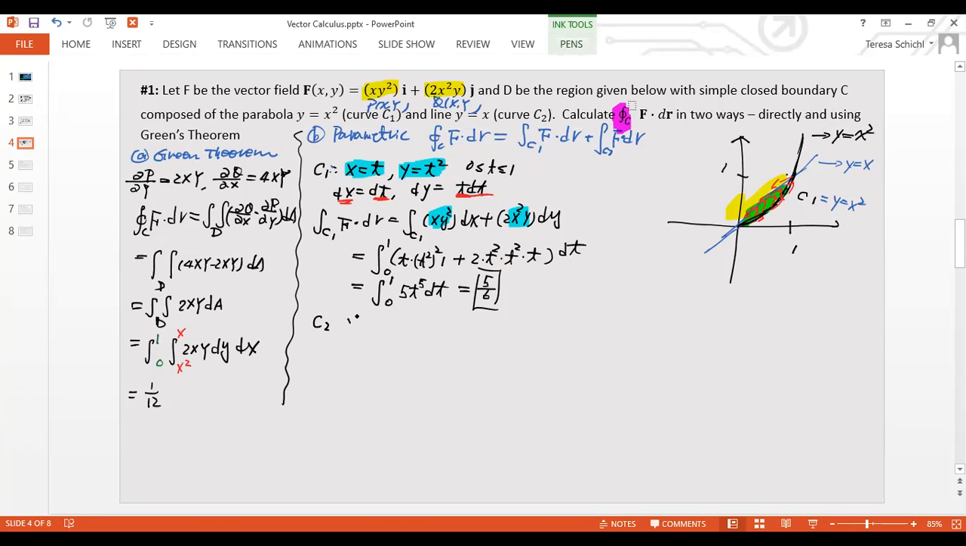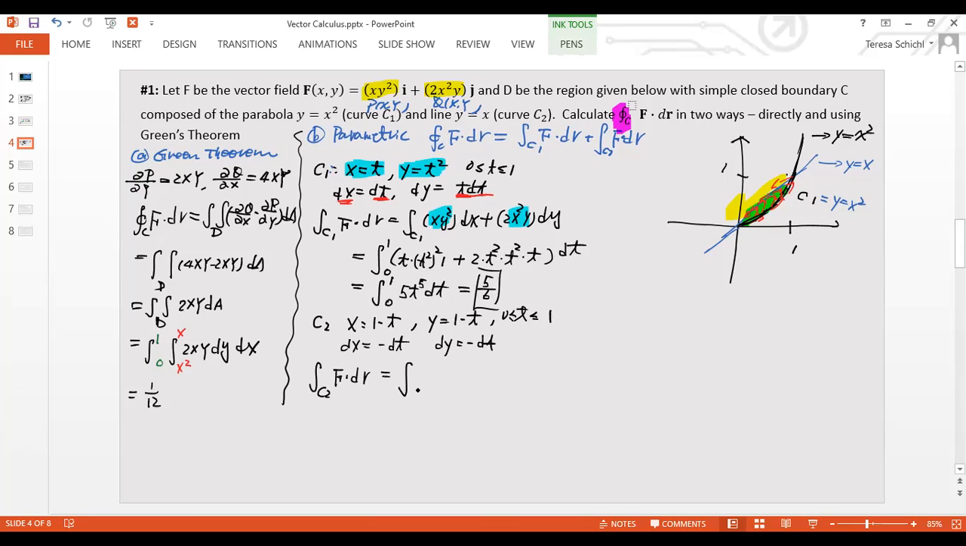So now I can parameterize x equal to 1 minus t and y equal to 1 minus t, with t between 0 and 1. If you put t equal to 0, you get 1, 1. If you put t equal to 1, you get 0, 0. That's how you parameterize this. The same way, dx equals negative dt, dy equals negative dt.